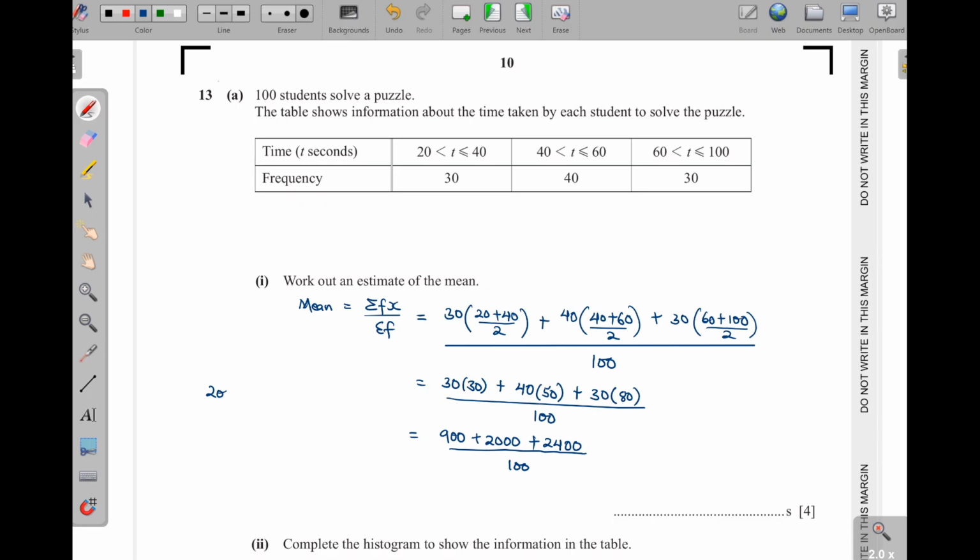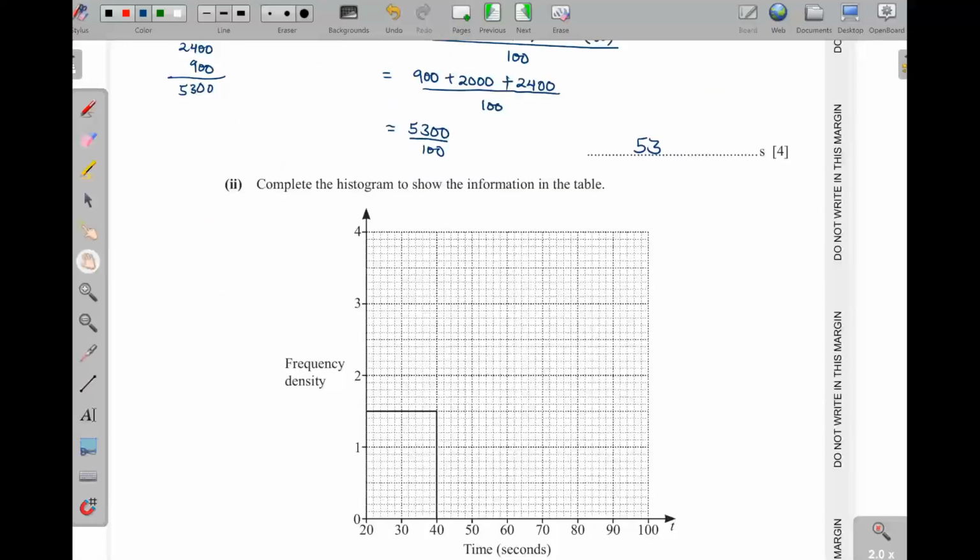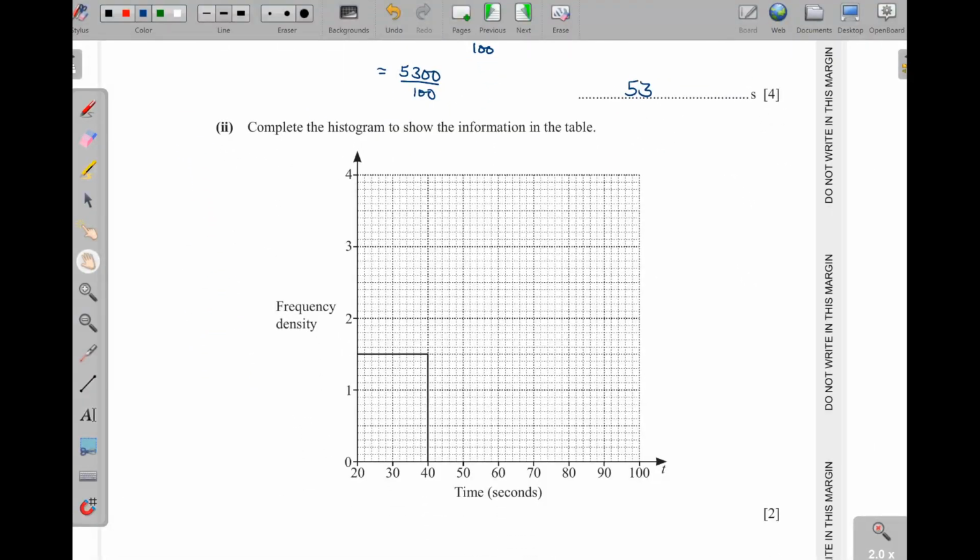Now we have 2000, we have 2400, then we also have 900. So when I add, these are 2 zeros, and then this will be 13, carry 1, that becomes a 5. So we have 5300 divided by 100. Of course, these 2 zeros will cancel, and then the answer becomes 53. As simple as that. Then Roman 2, complete the histogram to show the information in the table.